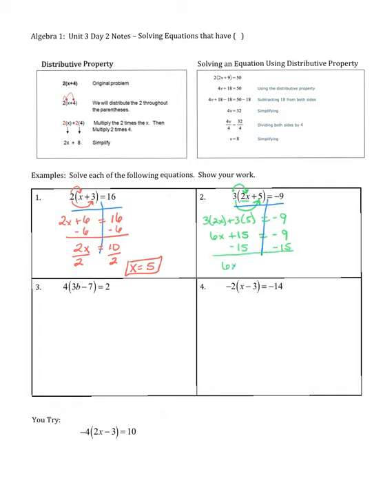We have 6x equals -24. And remember, you divide by whatever's in front of the x. So divide by 6, and x equals -4.